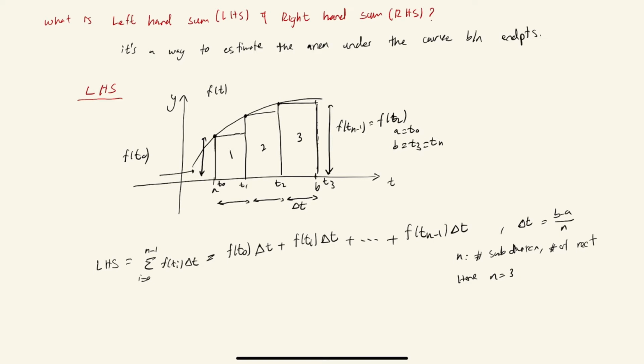So what we are trying to do here is represent the area under the curve from a to b by using rectangles. Then I'm going to find the area of each rectangle by multiplying the height by the width, and then I'm going to add all these areas to estimate the area under the curve.